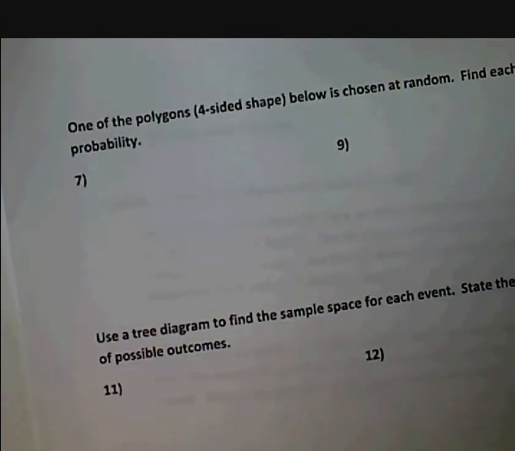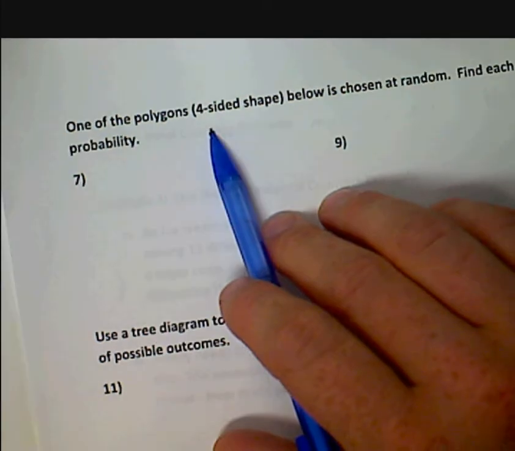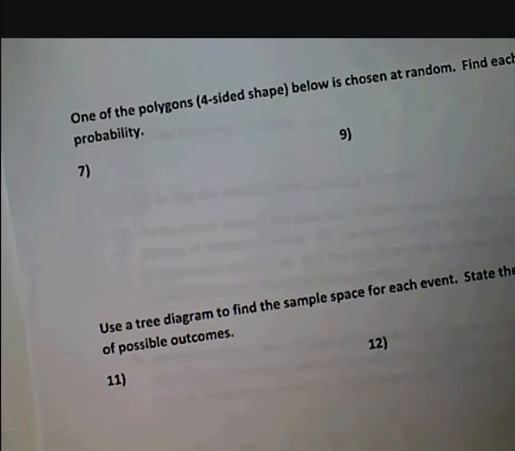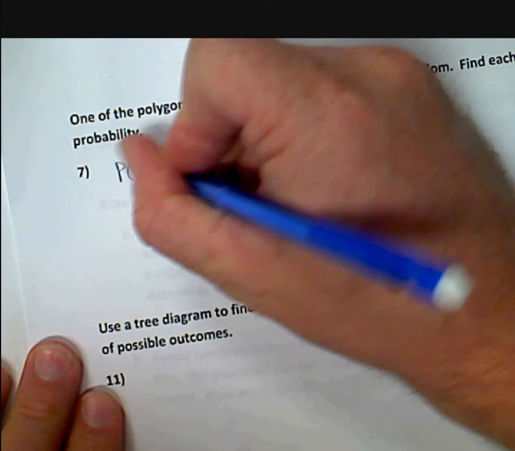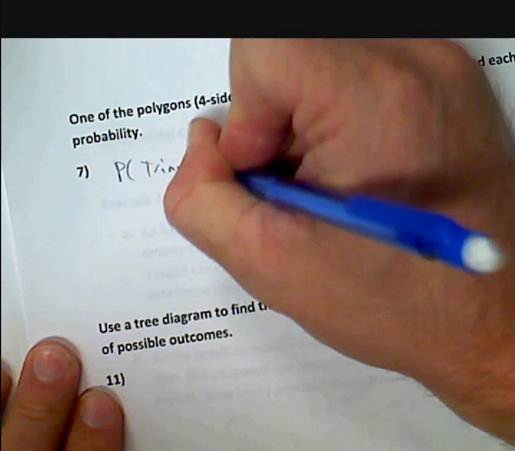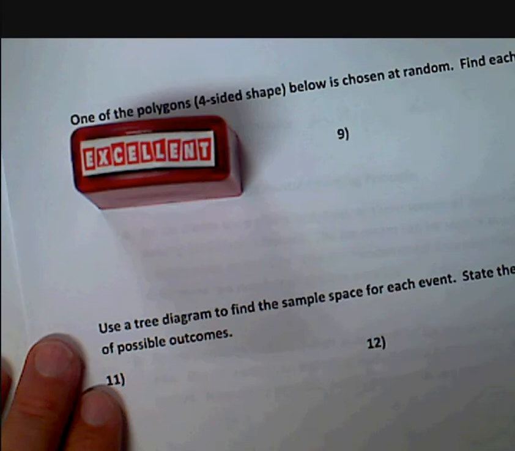Now we are on number 7. It says one of the polygons below is chosen at random. Find each probability. So on number 7, they want P(triangle). That means probability of getting a triangle. Go ahead and pause the video and try.